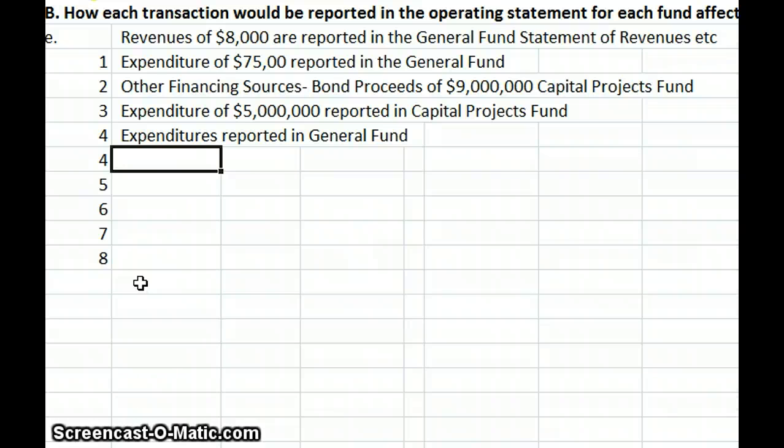The other part of that is at the end of the year we are going to have to pay our interest. So we're going to have an expenditure of $1,200, which is calculated by taking $60,000 times 6% divided by a third. So that's for our interest, and that's in the general fund.